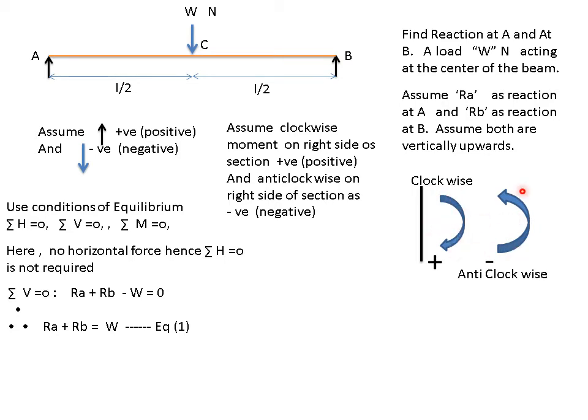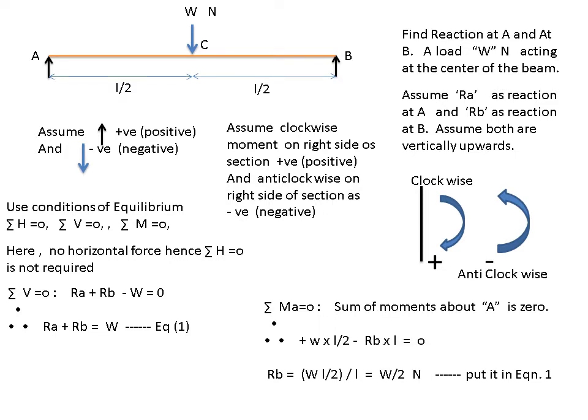Now I am assuming clockwise and anti-clockwise moment on the right hand side of the section: clockwise plus, anti-clockwise minus. The statement is mentioned here. Now what I have to do is take moment about any point. So let us say moment about A. This is my section line at A. All forces are on the right hand side, so I can use this sign convention on the right hand side of the section.